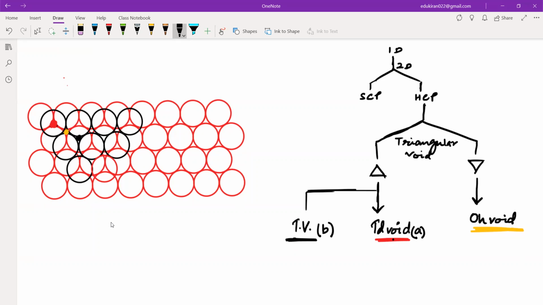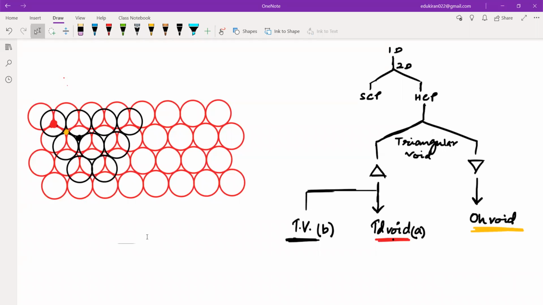Now we have got new types of voids. There are 3 voids now: tetrahedral void of layer B, tetrahedral void of layer A, and octahedral voids. Now I will again start and I will put atoms. Make this black. So now I will put a new type of atom.